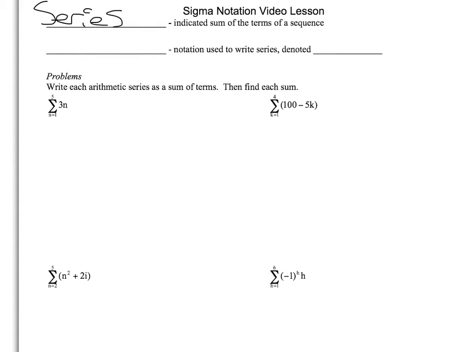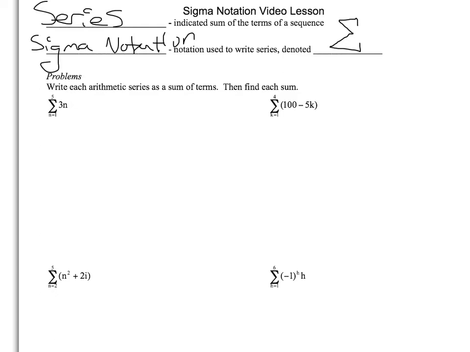The notation that we use to write a series is sigma notation. And we use that little E symbol, or it's a sigma. And let's look at a couple problems here. Write each arithmetic series as a sum of terms, then find the sum.